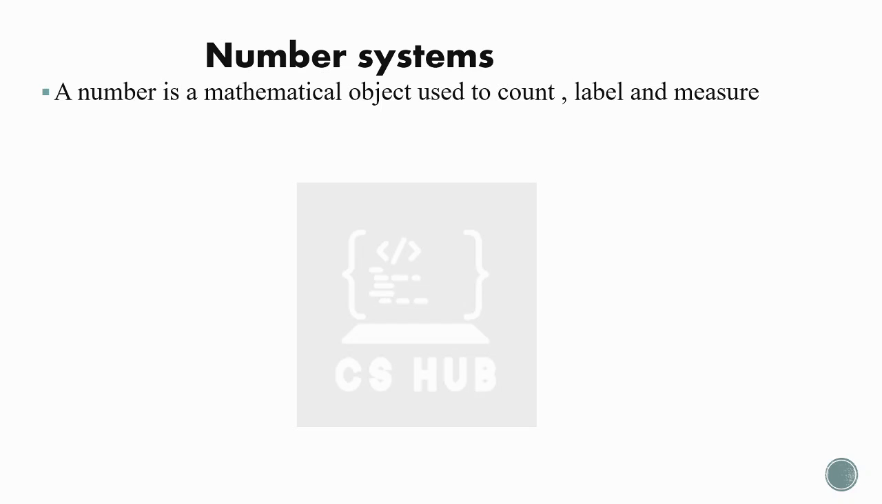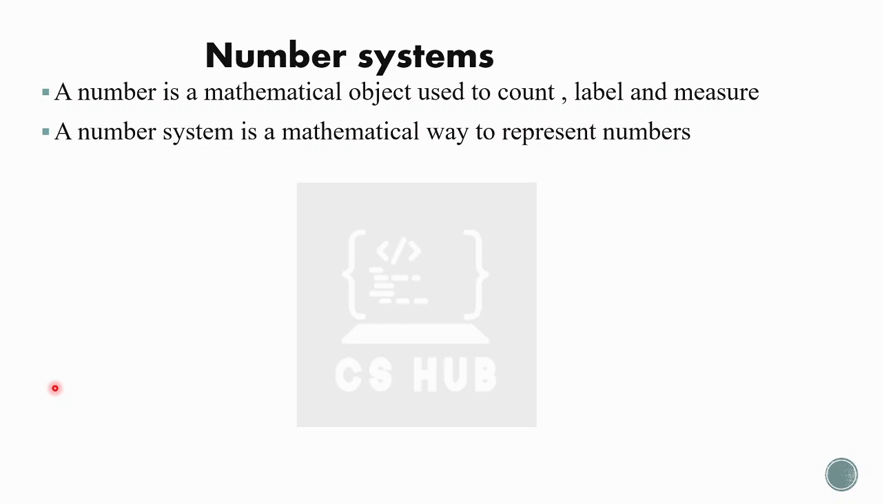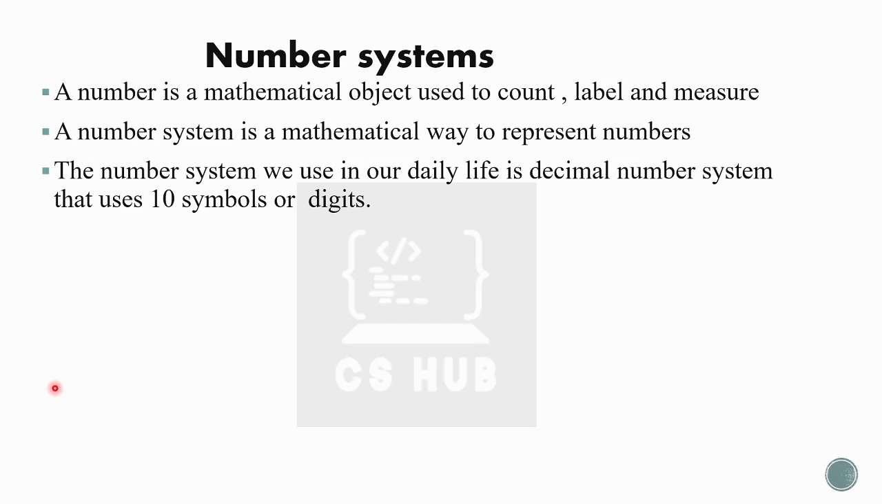What is a number? A number is a mathematical object used to count, label and measure. So a number is an object that is used to count, to label and to measure things. And the number system is a mathematical way to represent numbers. So a number is an object to count, label or measure, and a number system is a mathematical way to represent these numbers.